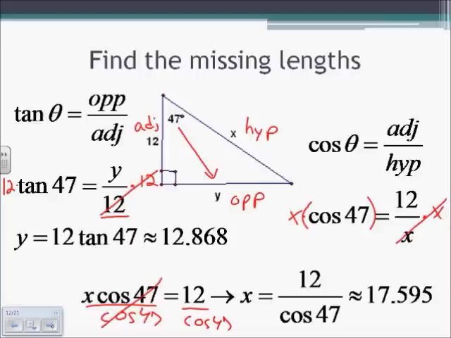17.595. The difference with the calculator when you're typing this in is you're probably going to want to put in this key sequence: 12, division sign, parentheses, cosine, which probably kicks out its own parentheses, 47, close, close. Now it might work without the double set of parentheses, but I would get in the habit of putting the double set of parentheses in there, as we will use that further down the line. And here we have another problem where we solve for the two side lengths.